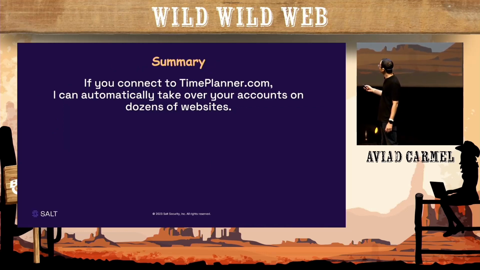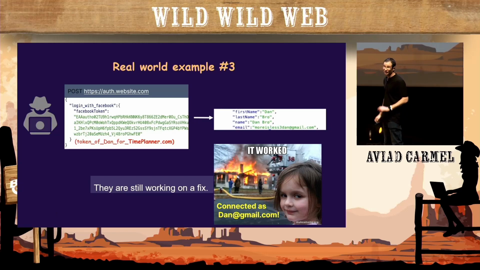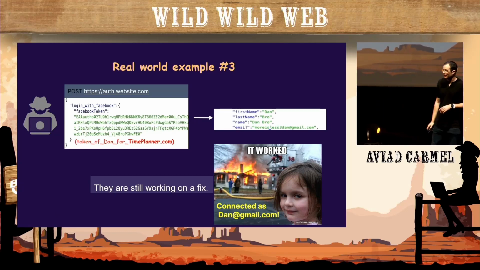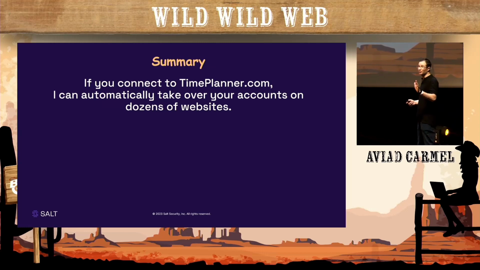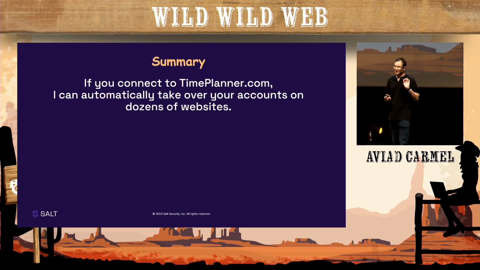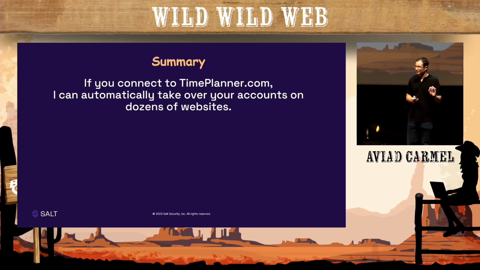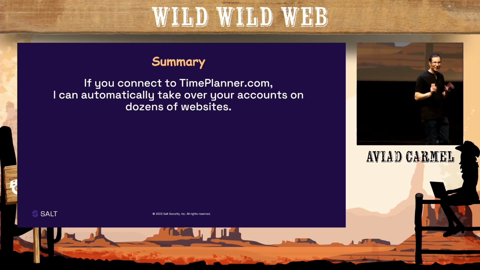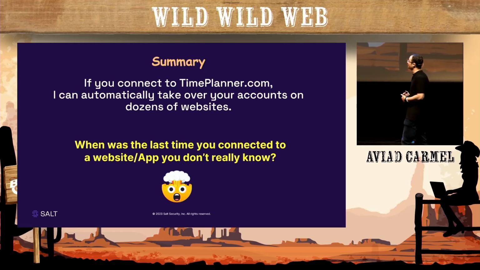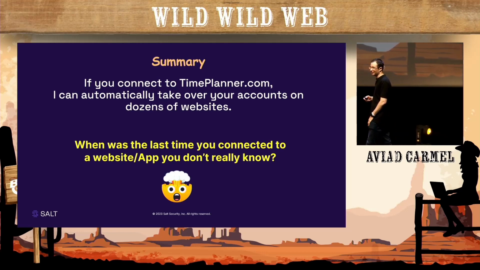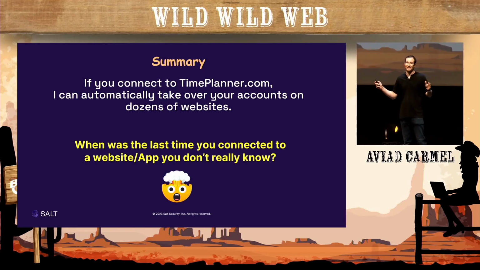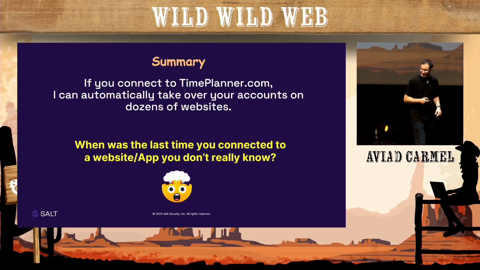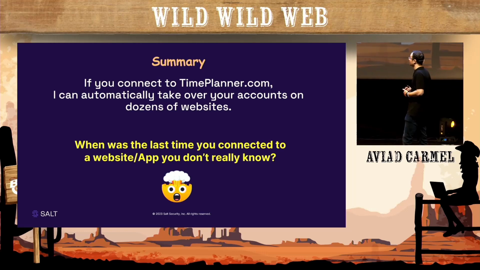And they are still working on a fix. It's a really critical vulnerability. So if you connect to timeplanner.com, I can automatically take over your accounts at dozens of websites. Now, a question for you is, when was the last time you connected to a website or app you don't really know? Because maybe right now, some developer or some attacker has your Facebook token and he uses it to connect to other websites right now, as you see it here. So it's really insane, really.